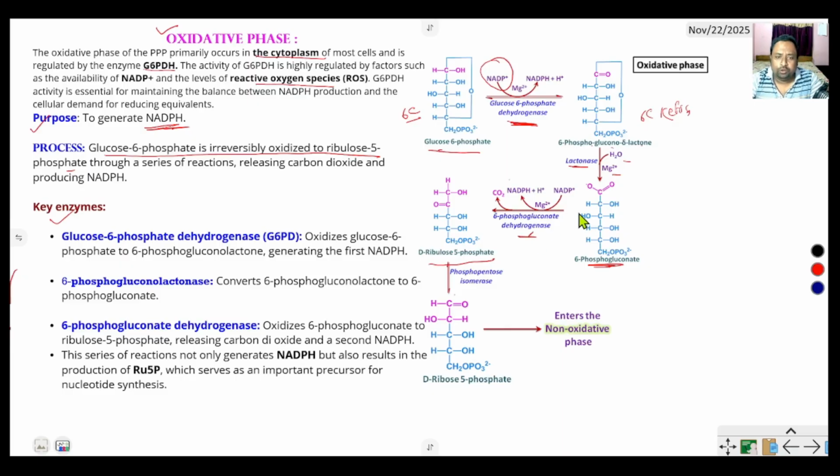reaction, produces the ketose sugar ribulose 5-phosphate. Okay, this ribulose 5-phosphate in the presence of phosphopentose isomerase produces ribose 5-phosphate.